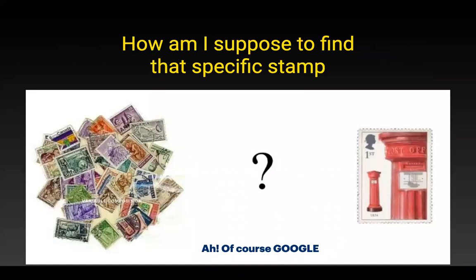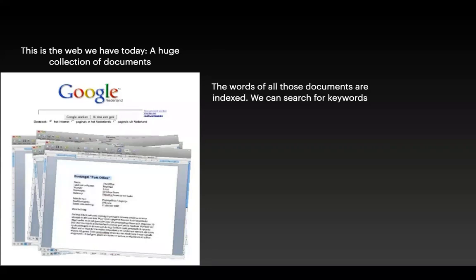Now, all I need is this particular red postcard. So what will I be doing? I'll of course Google it. So what happens is, a lot of data is there. This is the web. We have today a huge collection of data, and that is only for postcards. Likewise, for each and every thing, a huge number of documents are available digitally. The words of all documents are indexed and we can search by keywords.